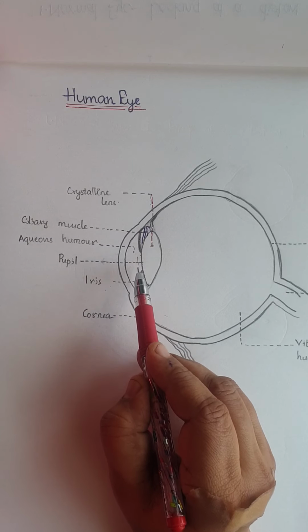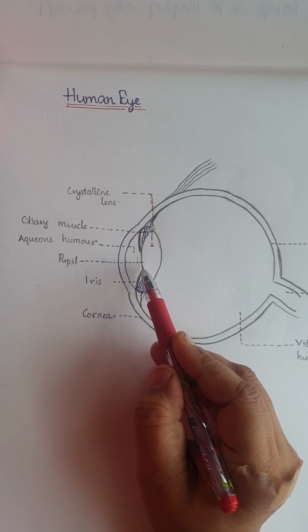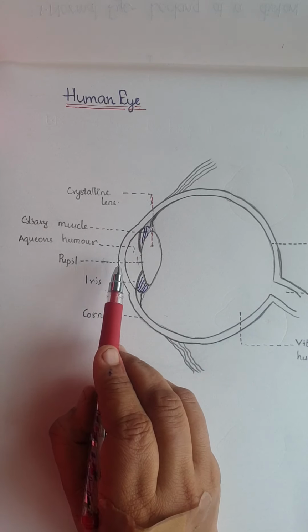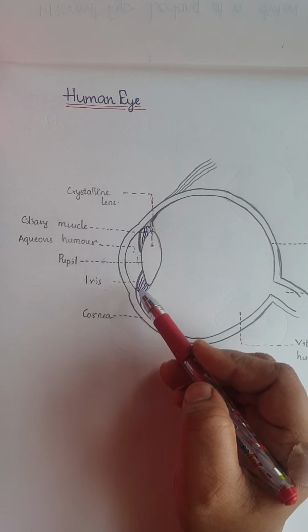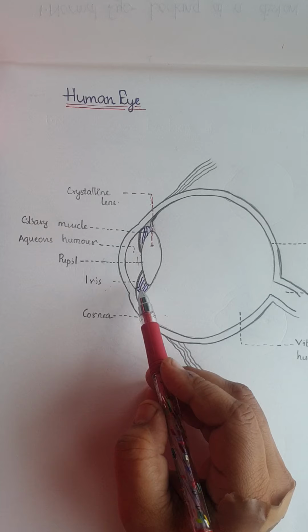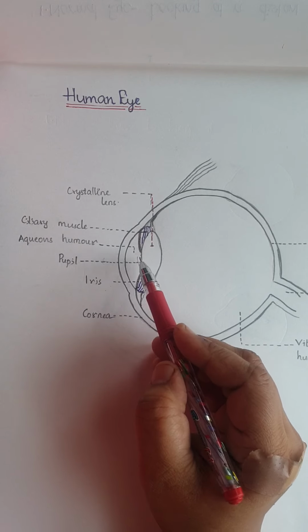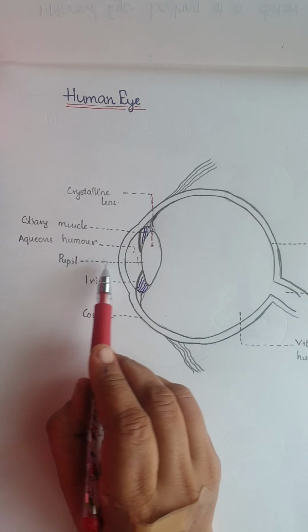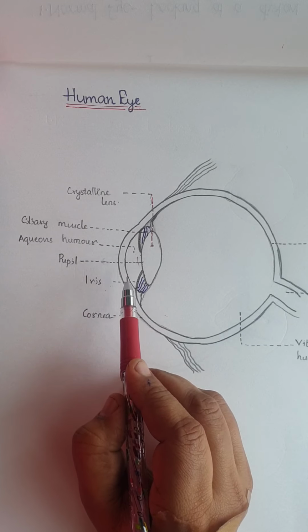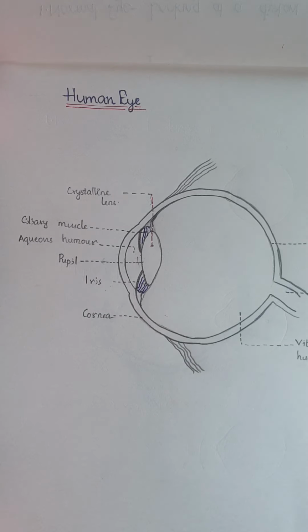What are the parts we already discussed, children? First one is cornea, then comes aqueous humor, then on both sides there is a brown colored diaphragm called iris, and the opening of the iris is known as pupil. Then the next part is pupil.